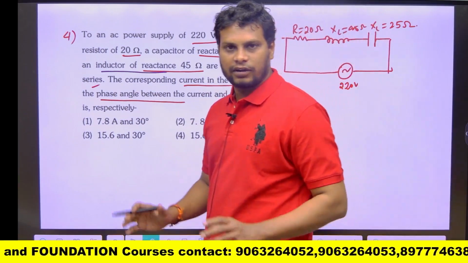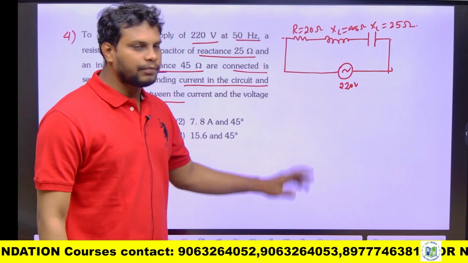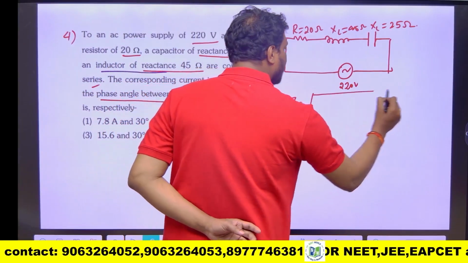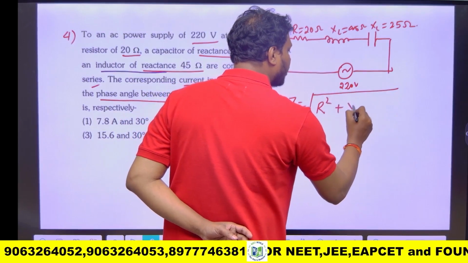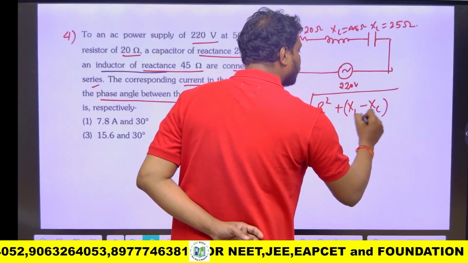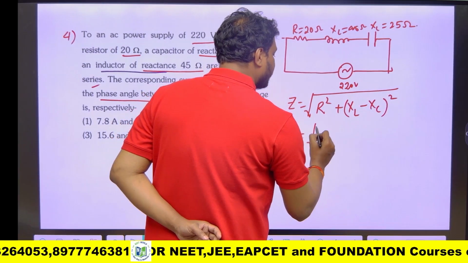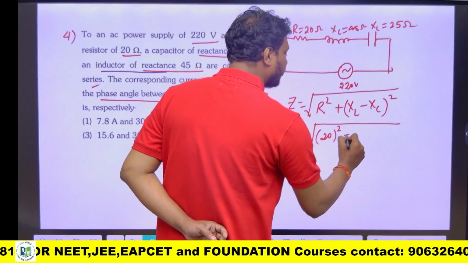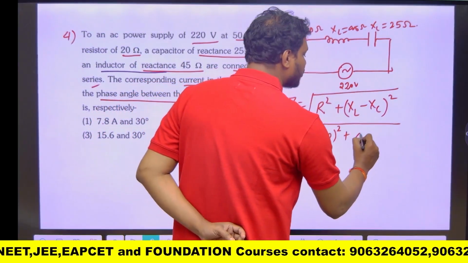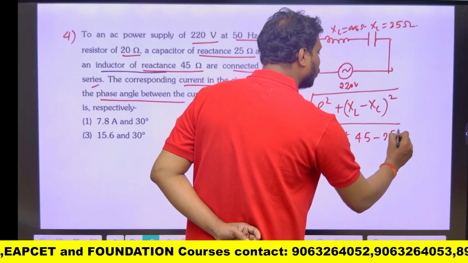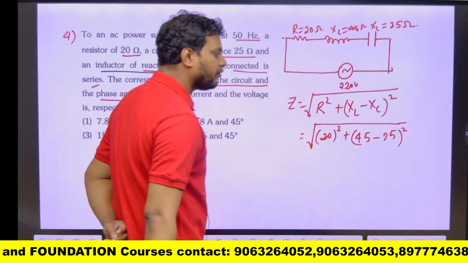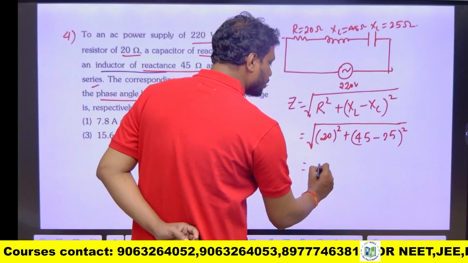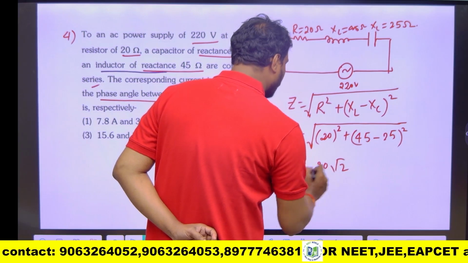To find out the corresponding current, first let us find out the impedance. So we know that impedance Z is equal to under root of R square plus XL minus XC whole square. We have this formula. The resistance value is 20, so 20 square, plus XL minus XC, which is 45 minus 25 whole square. The 45 minus 25 whole square is 20 whole square. So 20 whole square plus 20 whole square under root, which is equal to 20 root 2. This will be the value of Z.